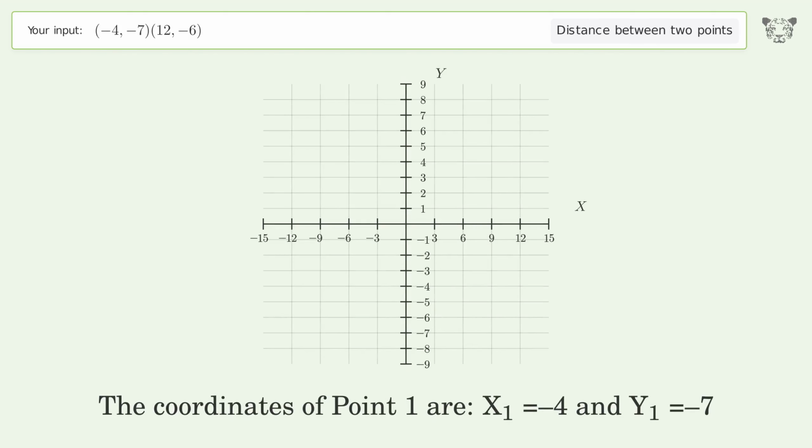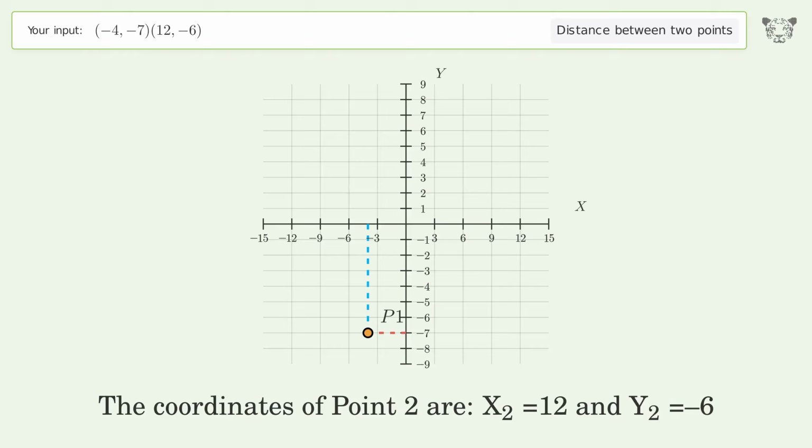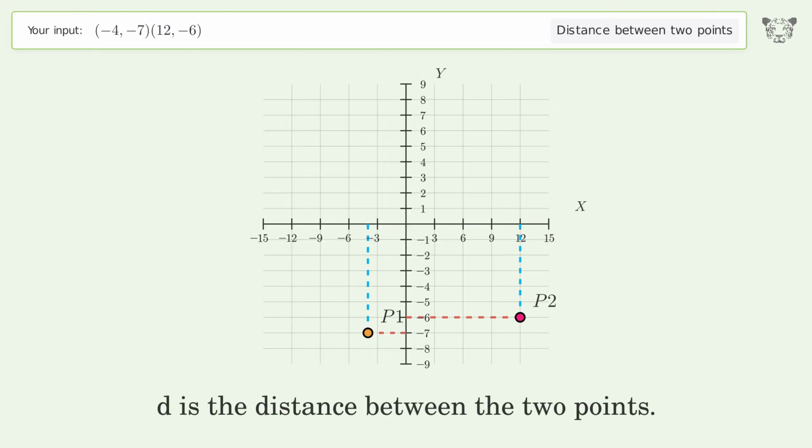The coordinates of point 1 are x1 equals -4 and y1 equals -7. The coordinates of point 2 are x2 equals 12 and y2 equals -6. D is the distance between the 2 points.